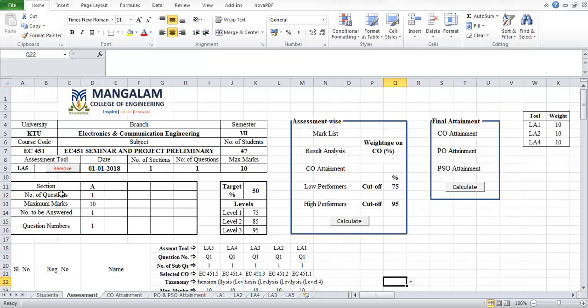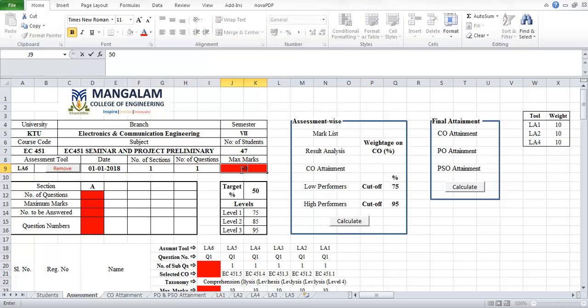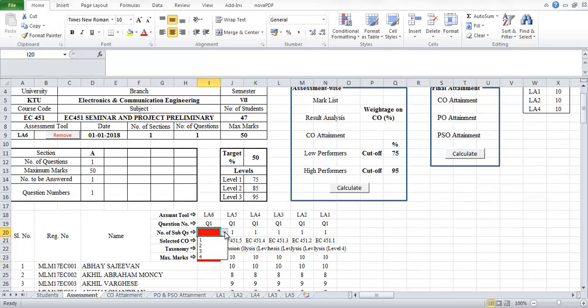Now coming to the last one, which is the project preliminary part, that is the 6th CO. For the 6th CO, again it's out of 50 marks. So I will choose LA6. Number of sections is again 1, number of questions is 1, maximum mark is now 50, because for project preliminary the final presentation is out of 50. Number of questions 1, maximum mark again 50, to be answered 1. Now number of sub questions, again I am going to take 1. The selected CO is the last CO.